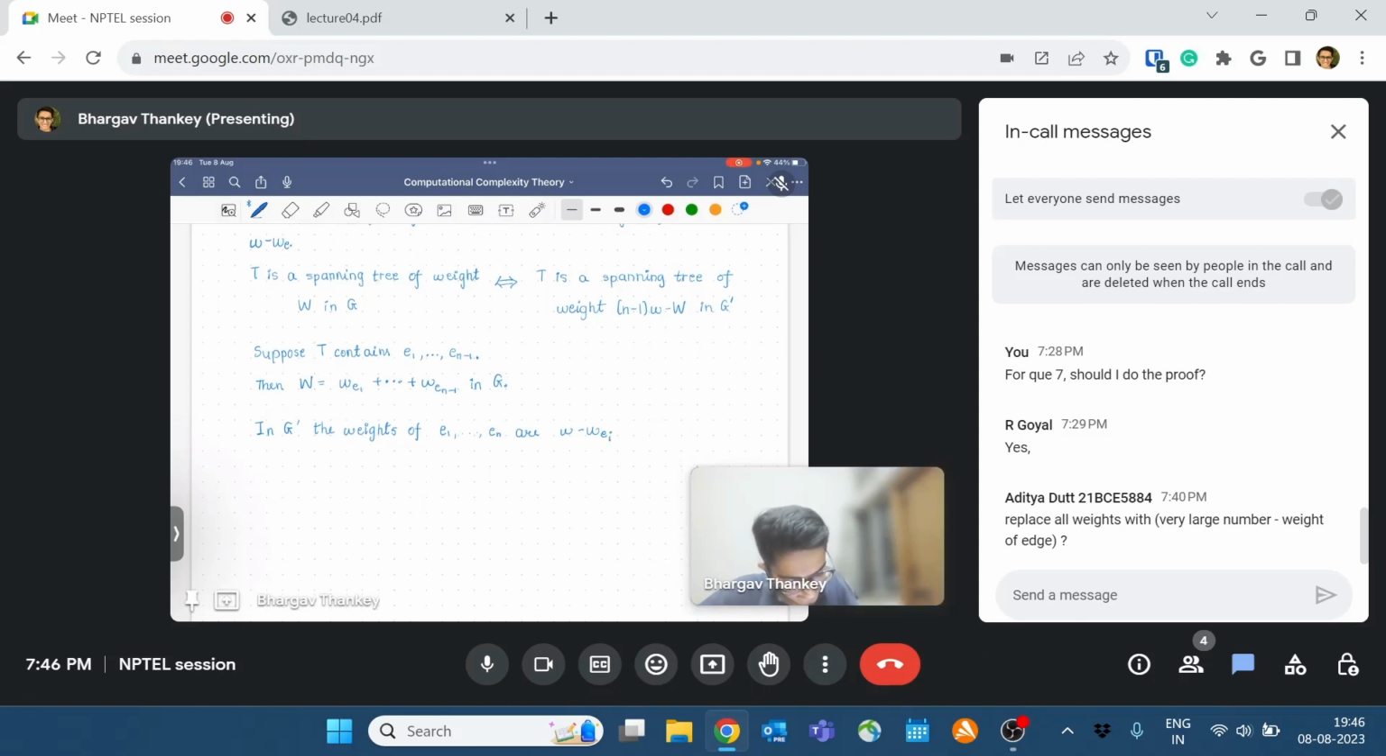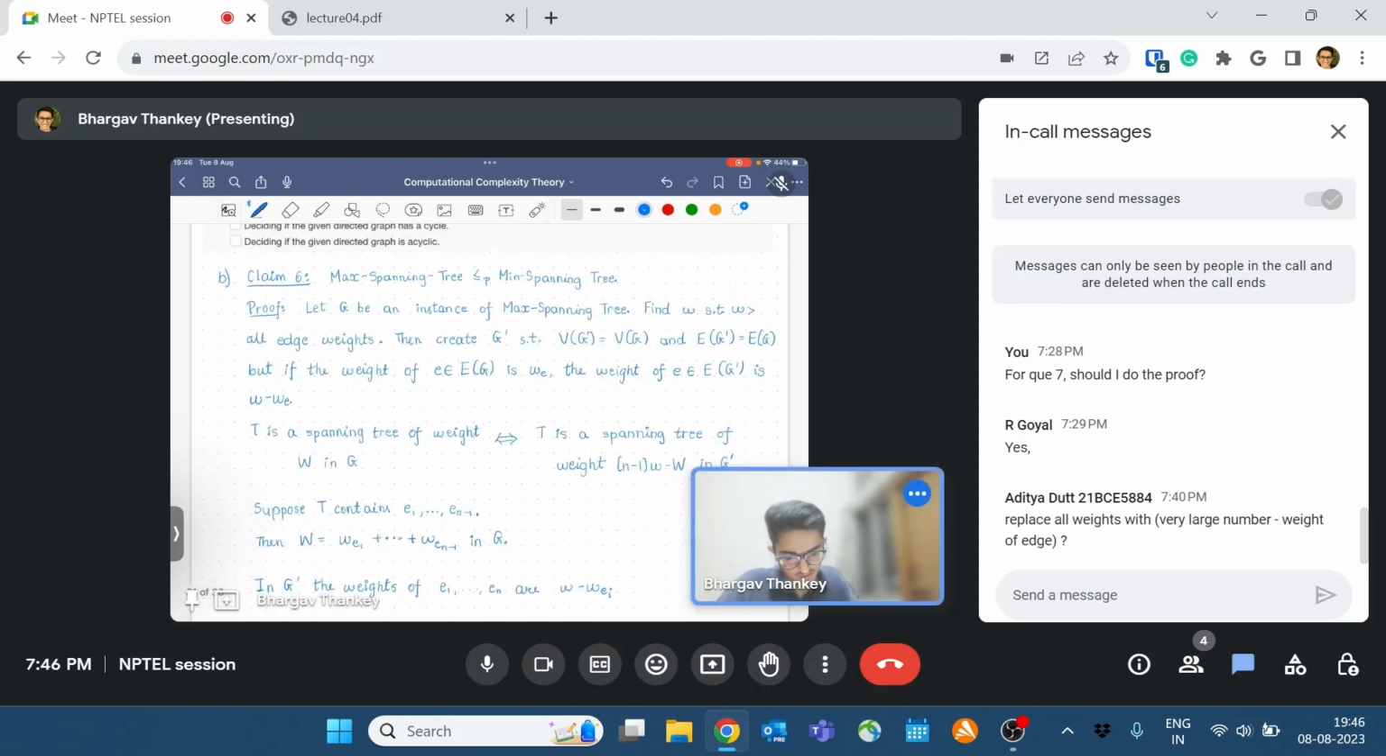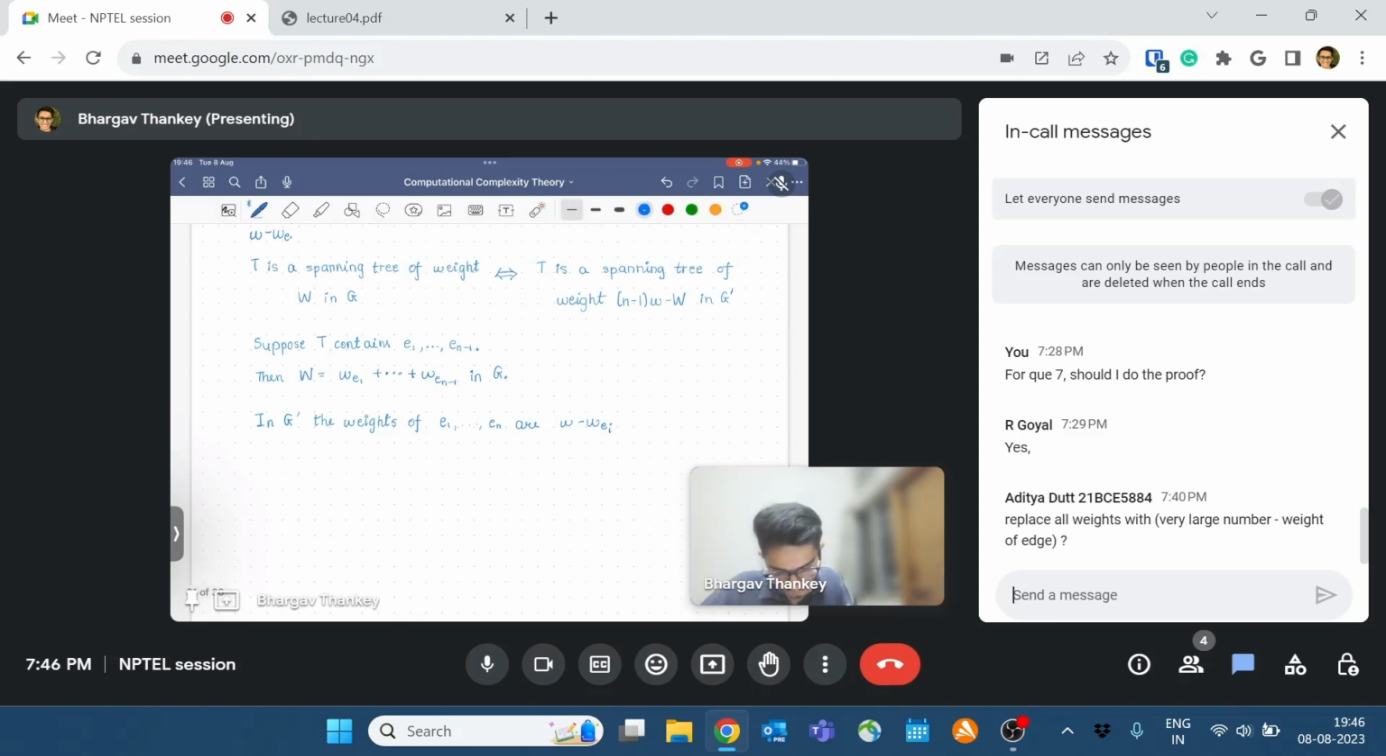And what is this small w here? It is some number which is greater than all edge weights, so that this number is positive. Ah, I see. Right.